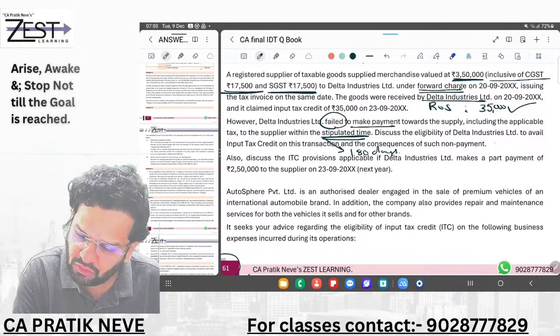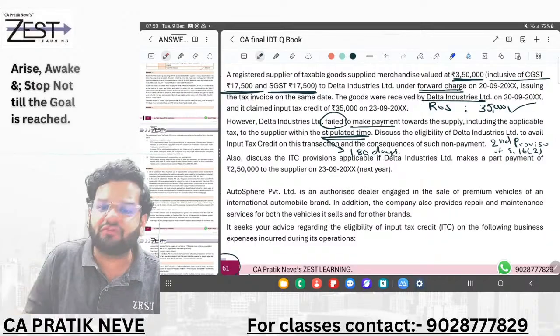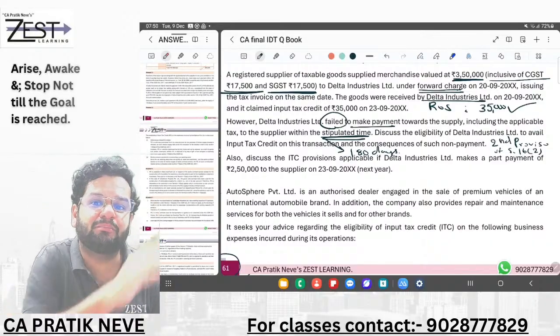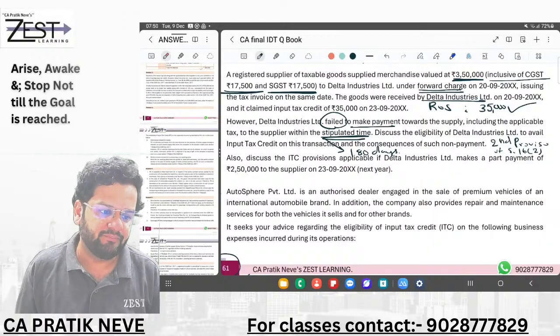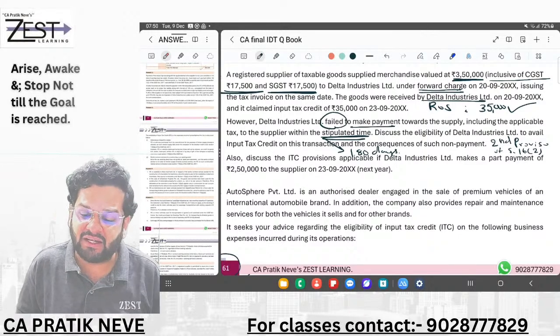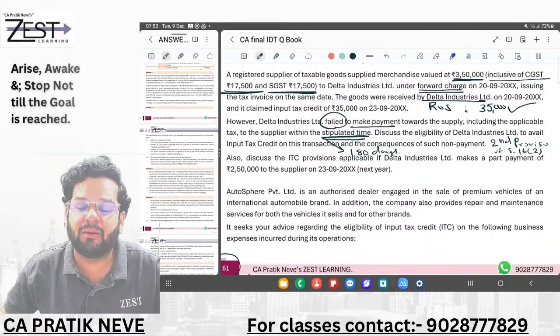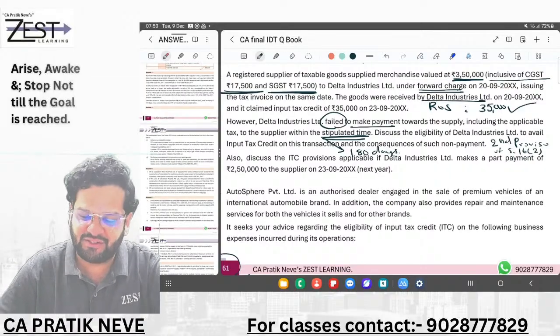Who tells you so? The second proviso, friends, second proviso of section 16(2) says that the recipient of supply should make payment of value plus GST on it to the supplier within 180 days from the date of invoice. If he fails to do so, then whatever ITC he has availed, that much amount he will pay back. That much amount he will add to the output tax along with applicable interest.